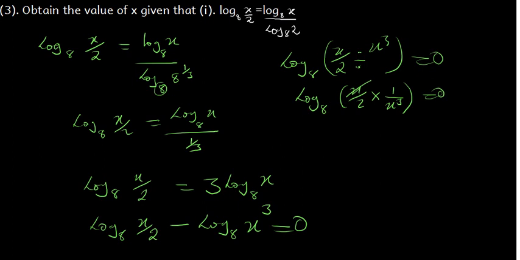So this x can cancel, and then here we're going to remain with what? x squared. So that will be log in base 8 of 1 over 2 times the x squared is equal to 0. Let's write this as an exponential function. The base is 8, the power is 0. So this is 8 to the power 0 is equal to 1 over 2x squared.